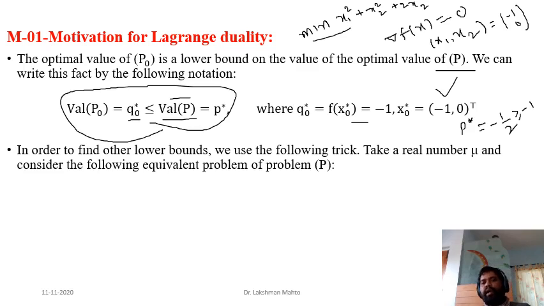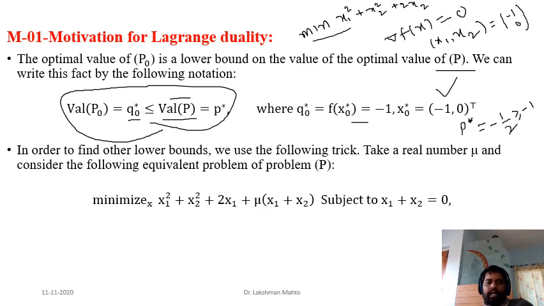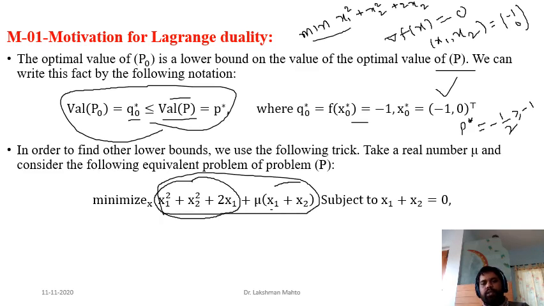What is that? We have to do augmentation here. We take a real number mu and consider the following equivalent problem. That means we augment the given quadratic optimization problem with the constraint. What was the constraint function? It was x1 plus x2 equal to 0. So we augment the objective function with the constraint. In this way we get a new function, which I will later call the Lagrangian. So now we are minimizing the Lagrangian subject to this constraint.